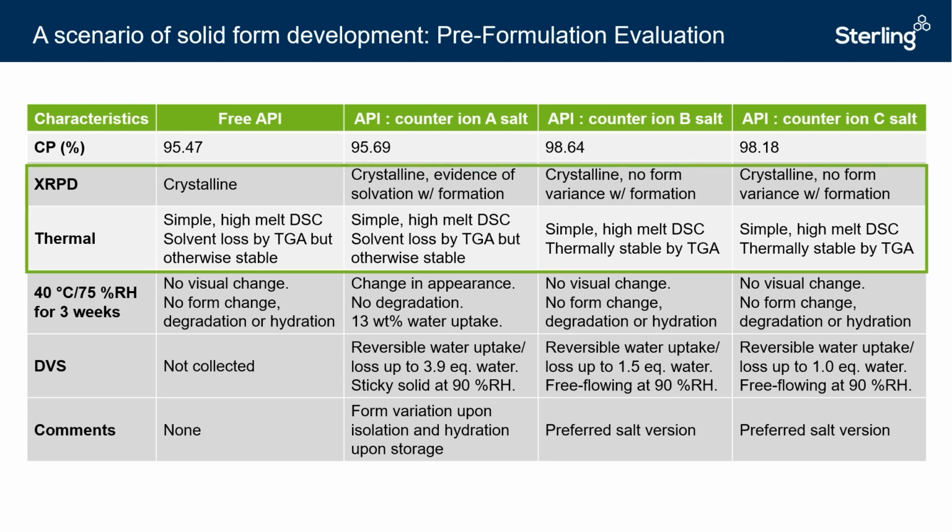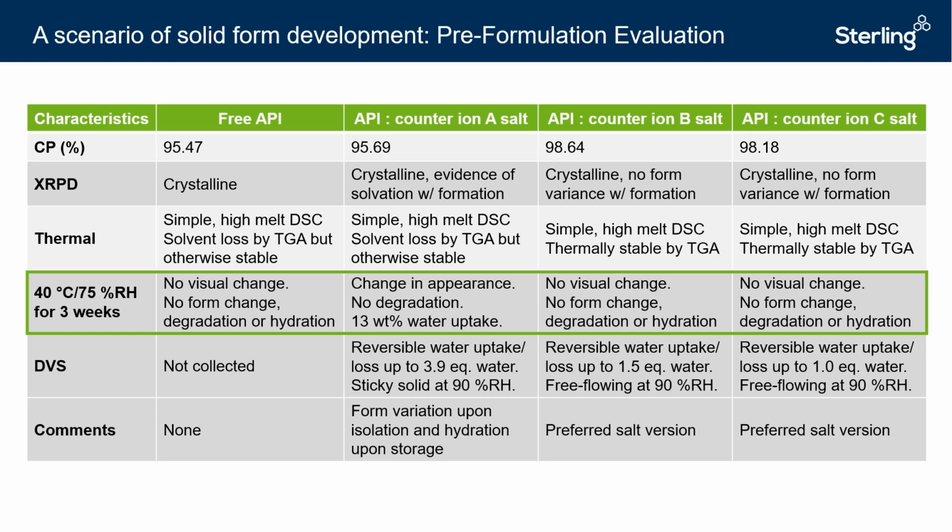The solid form characteristics of the counter-ion B and C salts were reproducible, affording crystalline solids with simple thermal profiles, whilst the counter-ion A salt demonstrated partial solvation, observed by subtle differences in the XRPD pattern and weight loss by TGA prior to decomposition. After 3 weeks of storage at 40 degrees centigrade and 75% relative humidity, there was no evidence of appearance change, chemical degradation, form change, or hydration for the free API, counter-ion B salt, or counter-ion C salt. However, there was evidence of appearance change and hydration of the counter-ion A salt.